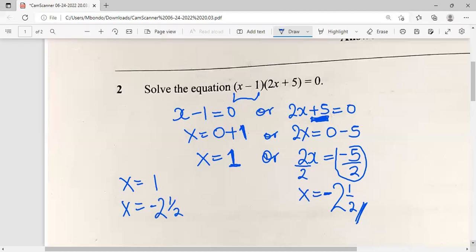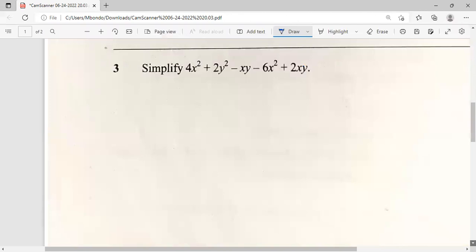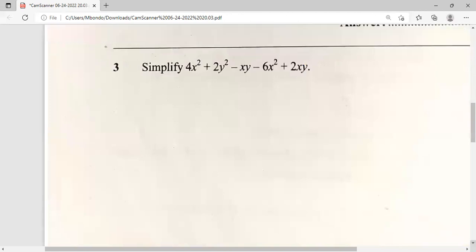So guys, when we come to the third question, we are asked to simplify 4x squared plus 2y squared minus xy minus 6x squared plus. So the first thing that we are supposed to do is to look at which ones are the same, or which ones are like terms.